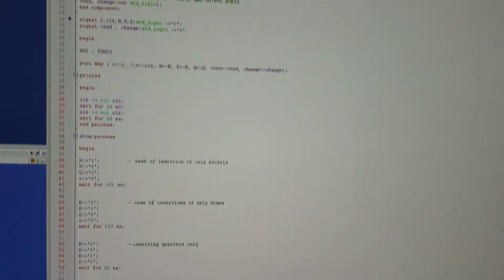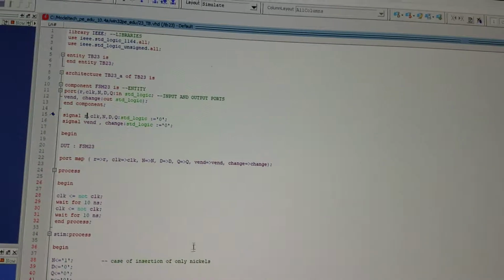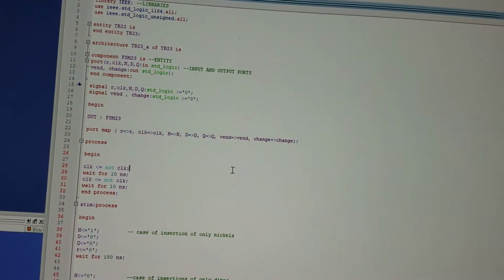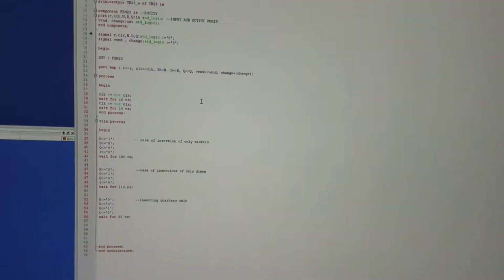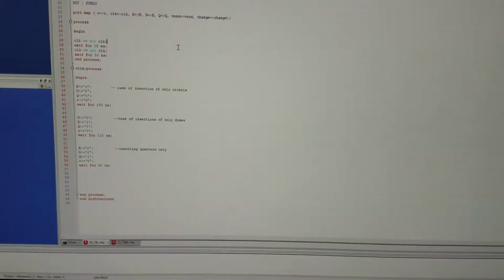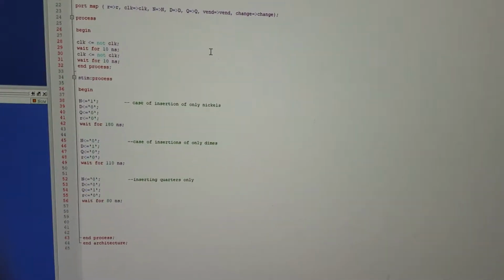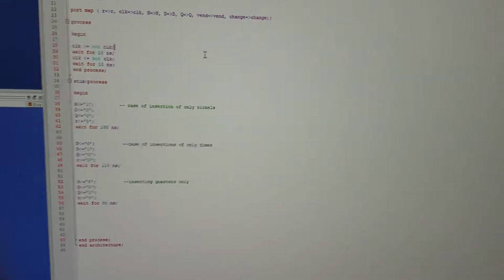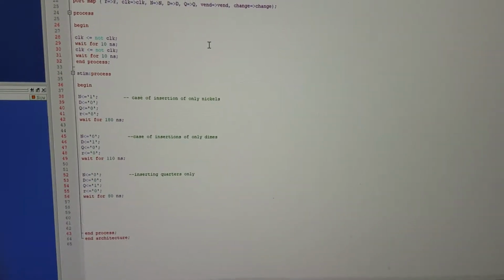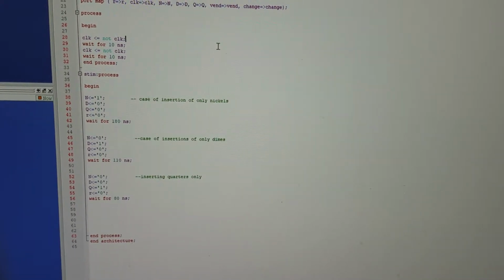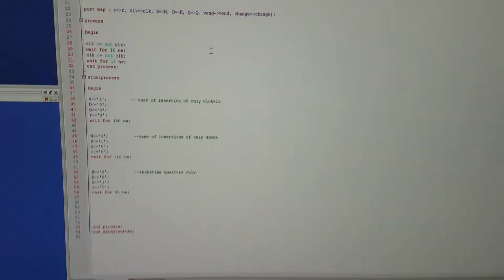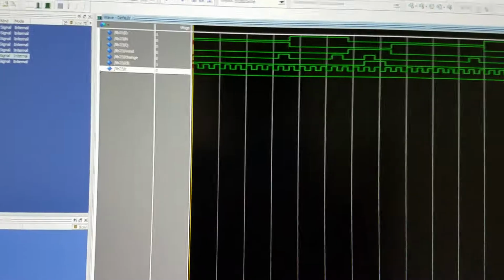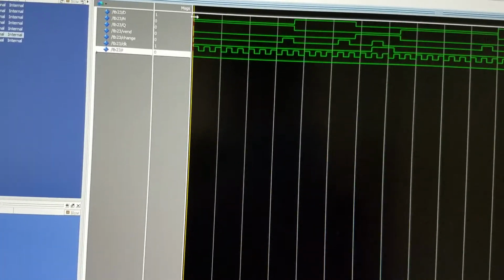Then here is our test bench. Again, we're just instantiating our FSM component, routing the signals and the ports together. And then I chose to keep it like the last one where we have only nickels and only dimes, so I have that still running to show that it can still perform that operation. But then here we have an insertion of quarters only, and that will get us to our vending states. So we move on to here, we have our dimes and nickels.